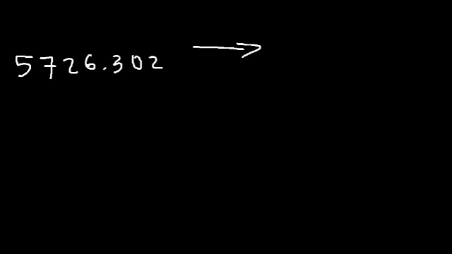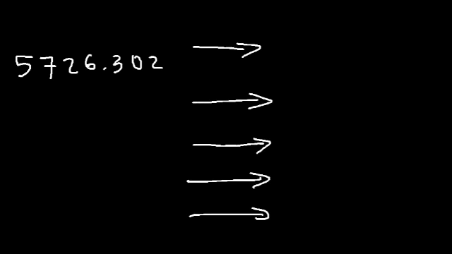But now let's say if we have some numbers to the right of a decimal point. So let's say if we have 5,726.302. So what I want you to do is round this number to 1, 2, 3, 4, and 5 significant figures. So let's start with the first one. We only need one number, or one significant figure.